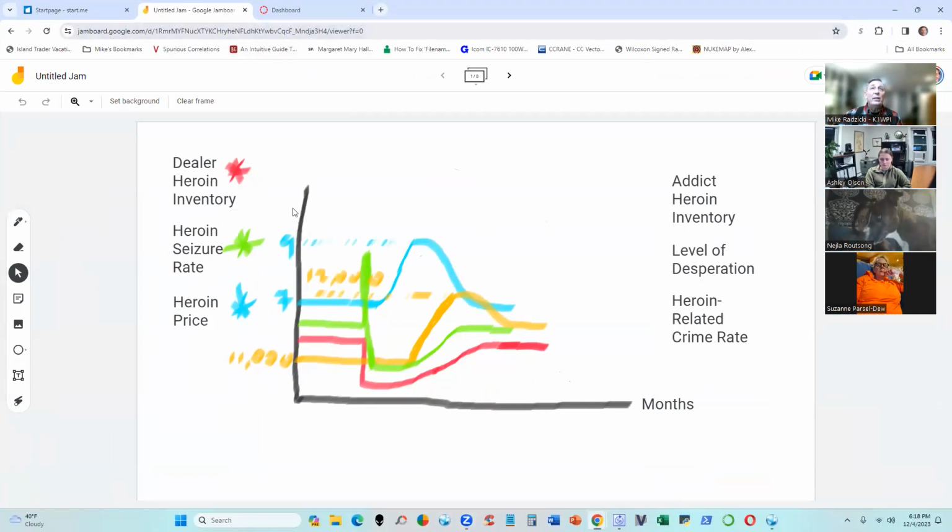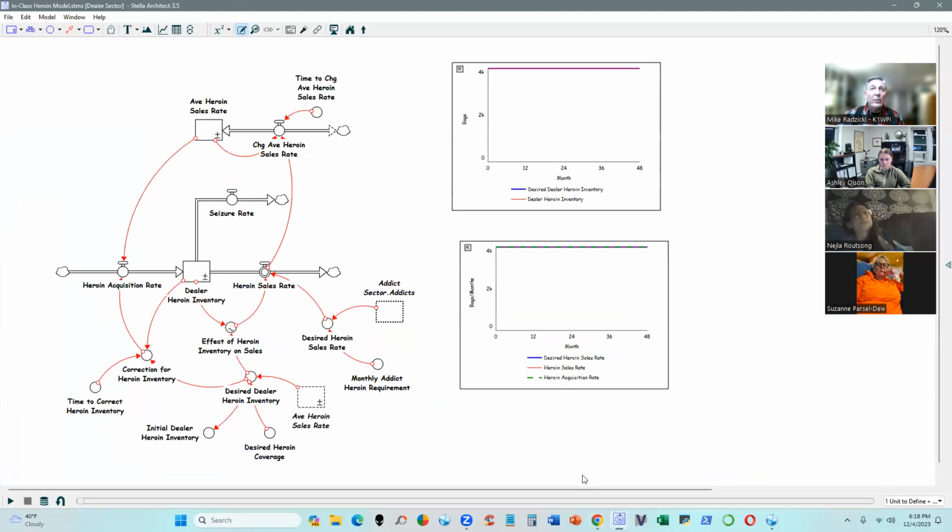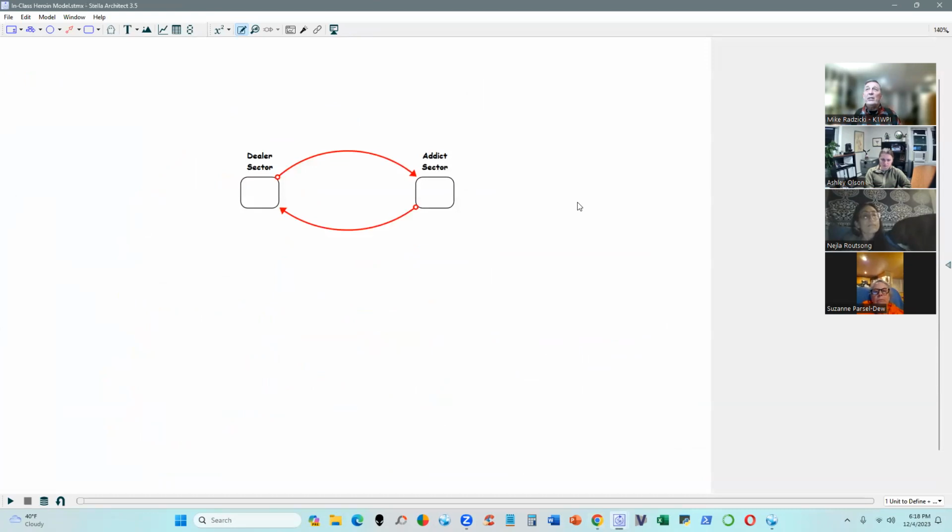And so there's our reference mode. And then I think this is where we left off last time. So just a quick review for everybody, including me, so I can remember what we're doing here.